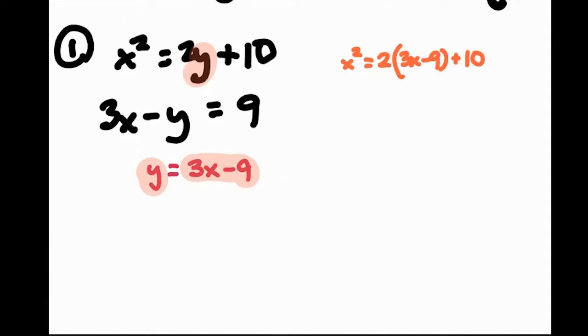The first thing I did was substitution. I solved for this y right here, and you get 3x minus 9. And then from there, I substituted it into the x squared equation, and you get this orange step right here. Next, I'm going to simplify.